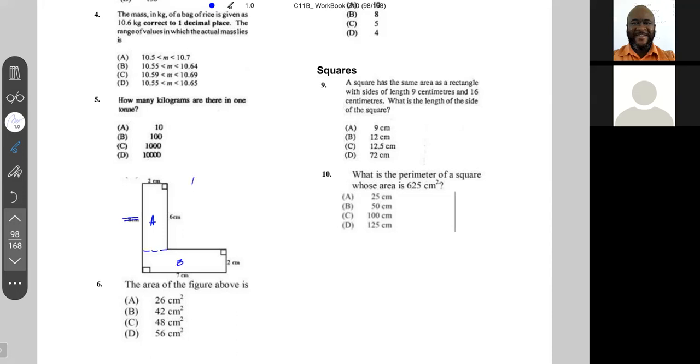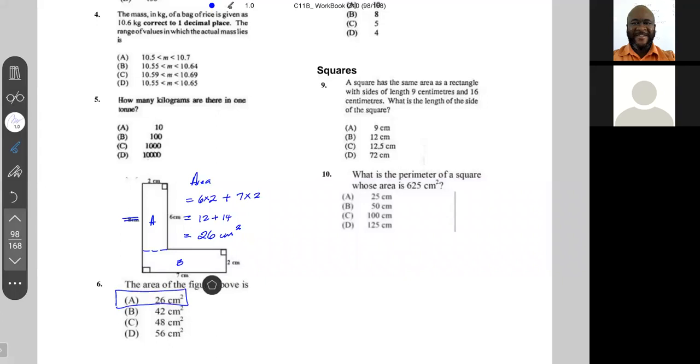So area would be the area of A, which is 6 times 2, length times width, plus the area of B, which is 7 times 2. So this is 12 plus 14. So the answer here is 26 centimeters square. So the answer for number 6 is A.